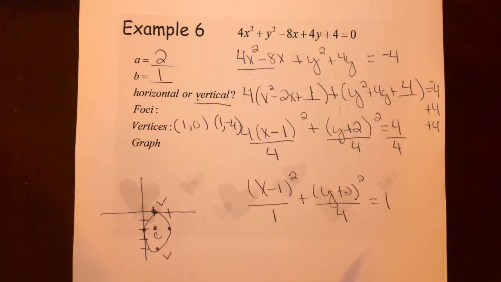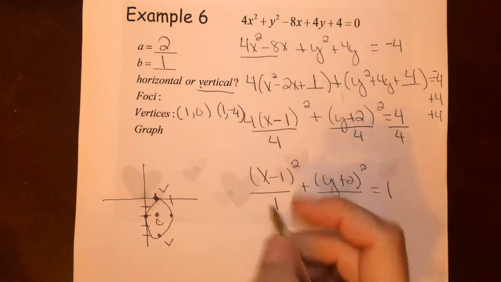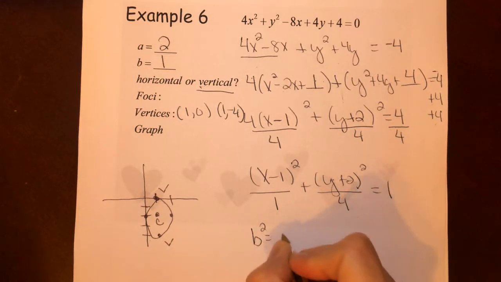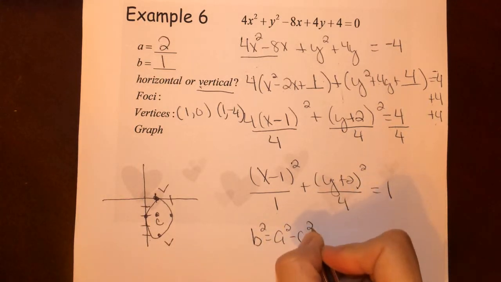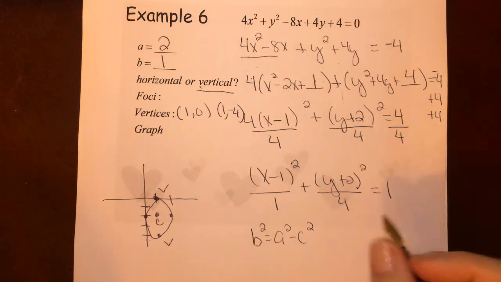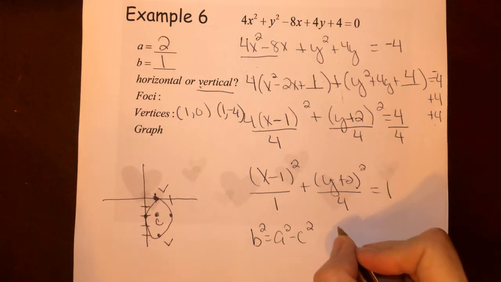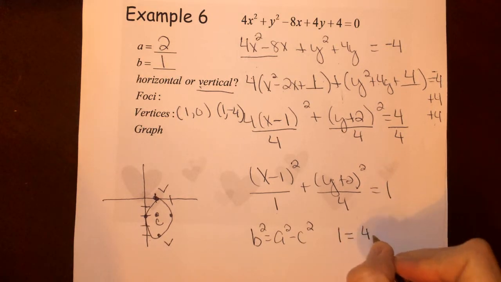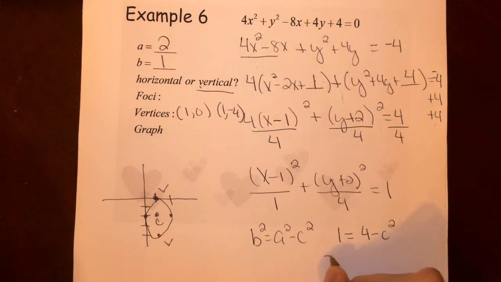Okay, all I have to find out now are my foci. So we need this c. So we're going to use that formula, b squared equals a squared minus c squared. Remember, you wrote this formula on your foldable for your assessment, so you're going to know to use this one every time you see an ellipse. So b squared is 1, a squared is 4, minus c squared. It's going to give me negative 3 equals negative c squared. So c equals the square root of 3.